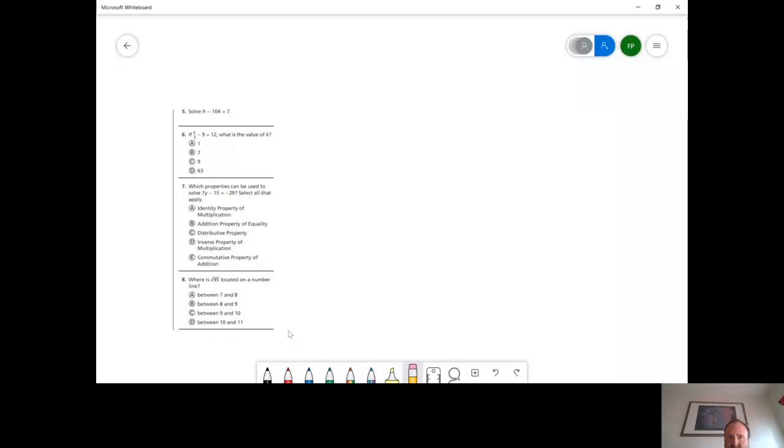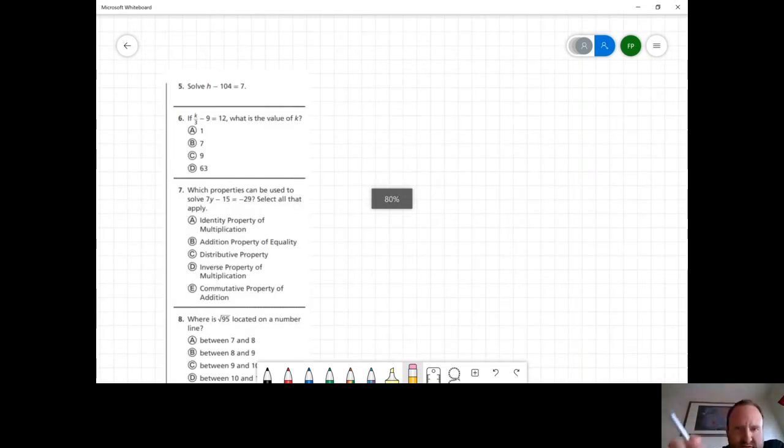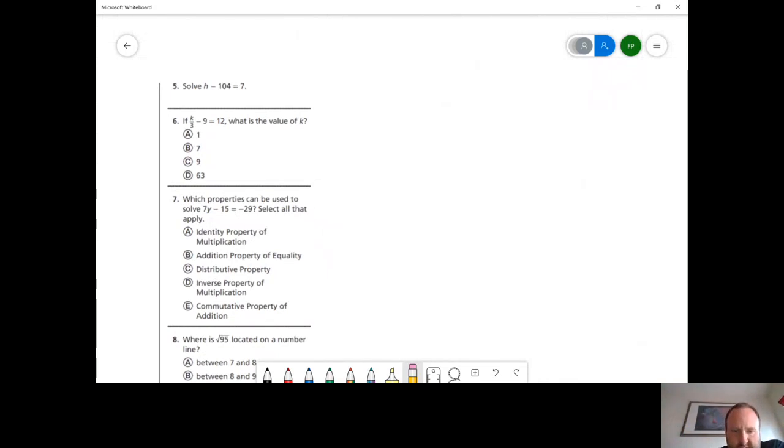Let's jump right into assessment 1 for distance learning, problems 5 through 8. So we're going to solve h minus 104 equals 7. First thing, we can just add 104 to both sides.